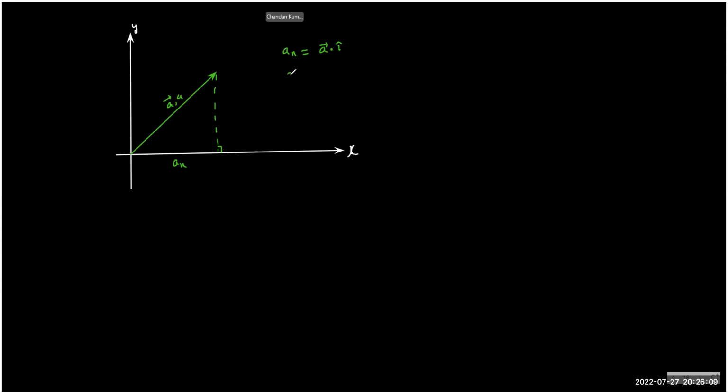And to find the Y component, what should we write? A dot J cap. Similarly in 3 dimensions, I can also extend this idea. So every vector A we can write as A dot I cap into I cap, A dot J cap into J cap, and A dot K cap into K cap, and that is why it looks like AX I cap. Interesting.